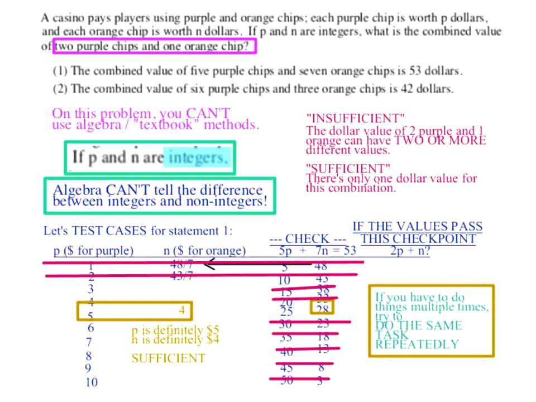So if we know that 6p plus 3n is 42, then we can just divide both sides of that by 3. And so that'll tell us that 2p plus n is 14. So that's sufficient. The upshot of this problem is that both statements are individually sufficient. So your overall answer to the problem is going to be D.